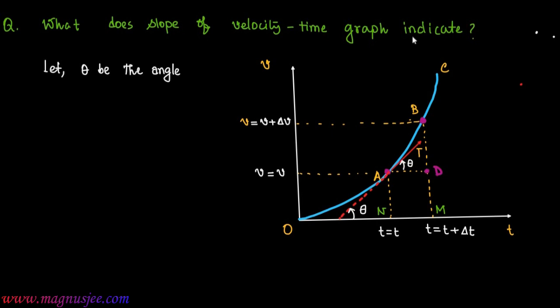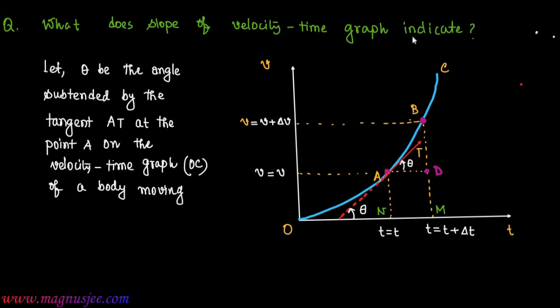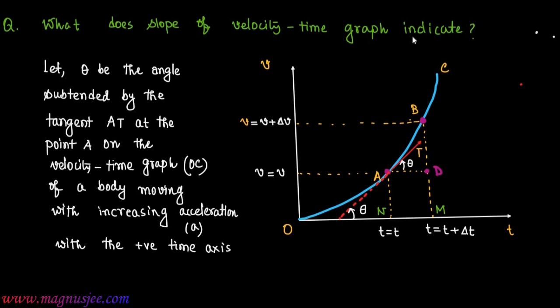Let theta be the angle subtended by the tangent AT at the point A on the velocity time graph OC of a body moving with increasing acceleration, with the positive time axis.